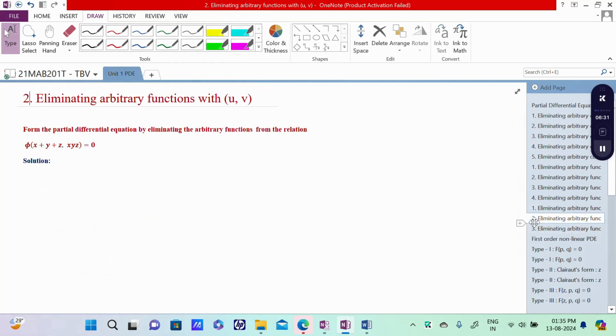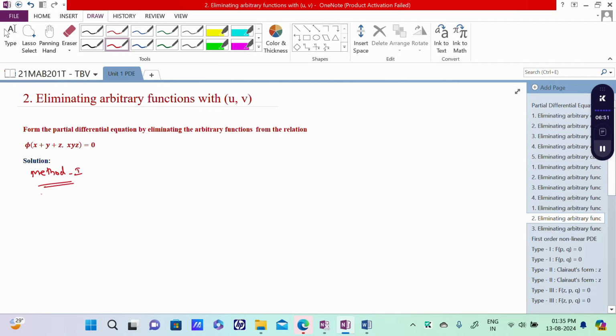And next problem: form the partial differential equation by eliminating the arbitrary function from the relation phi of x plus y plus z comma xyz equal to 0. Now as usual, first I consider method 1.